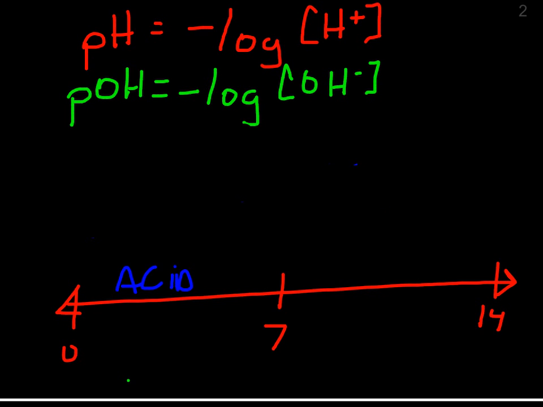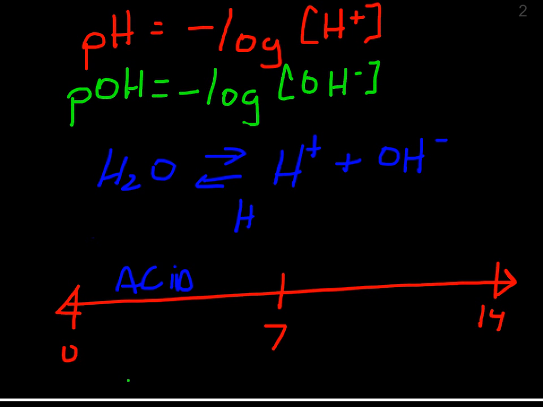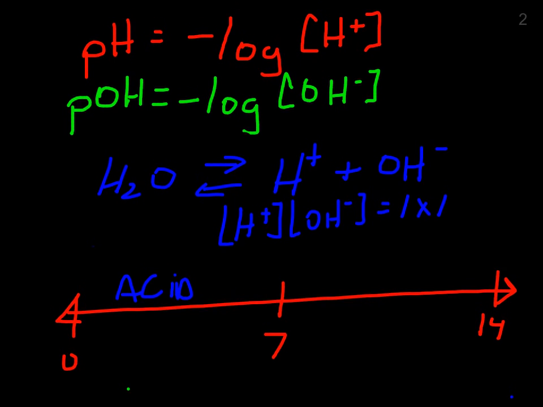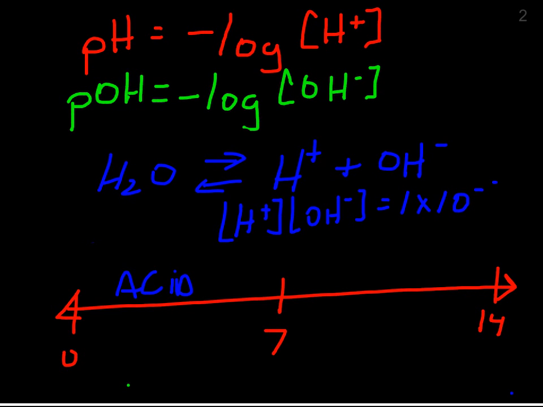Go back to the equilibrium, the self-ionization of water, which was H2O going to H plus and OH minus. Alright? The mass action expression has to equal 10 to the minus 7th. So this times this has to equal 1 times 10 to the minus 7th. No, not minus 7th. Minus 14th. Because it's the product. That's the K now.